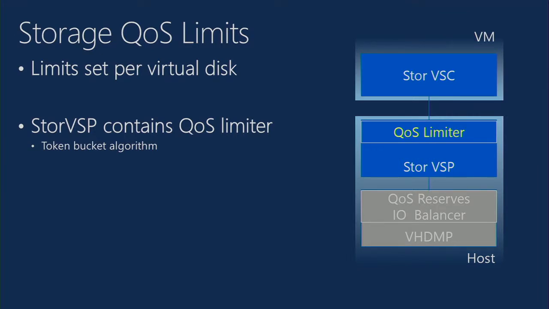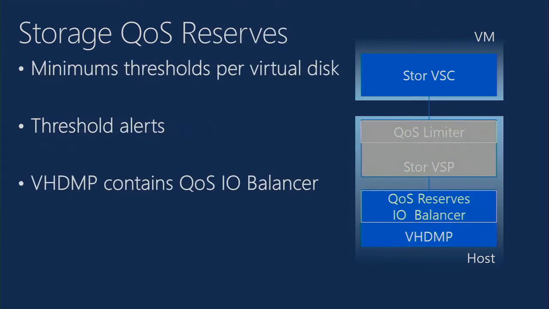Talking about the reserves, the reserves and limits are both set for each virtual disk. It's not at the VM level. You can go to each virtual disk and set its own reserves and limits. Threshold alerts are created, and these thresholds or this balancing is actually done on the VHDMP. Notice it's still on the host, but the balancing and the reserves is actually being handled by the VHDMP parser.